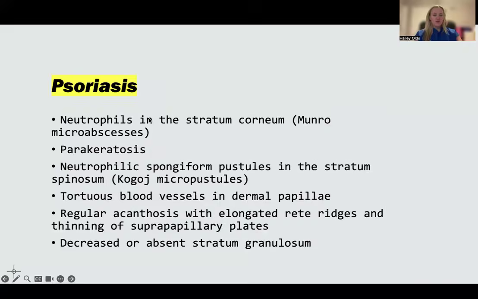So this is psoriasis. So you see neutrophils in the stratum corneum, parakeratosis, neutrophils in the stratum spinosum as well. You see those dilated blood vessels in the dermal papillae, the regular acanthosis, and you see decreased or absent stratum granulosum.